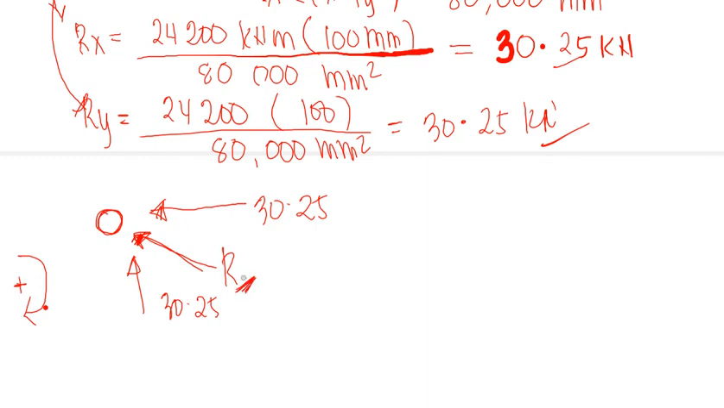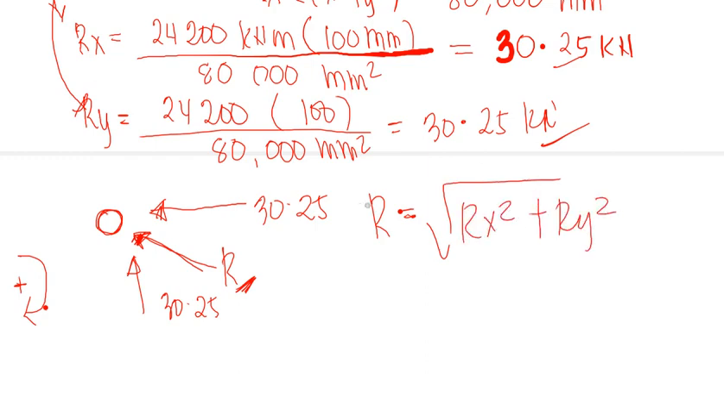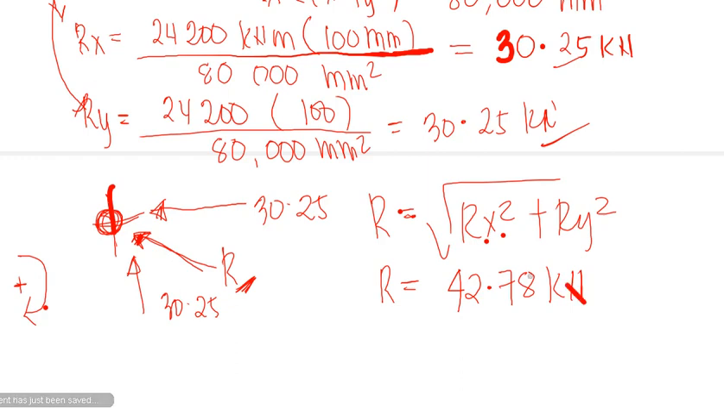So, how to solve for the value of R? So, kukunin natin yung resultant that is equal to square root of Rx squared plus Ry squared nung ating bolt. So, yan, para makuha natin yung value nung ating load due to the moment alone. So, yung magiging R natin, substitute natin yung value ng Rx squared, which is 30.25 squared plus 30.25 squared. Ang makukuha nating value is equal to 42.78 kilonewton. So, yan yung magiging load due to moment alone.